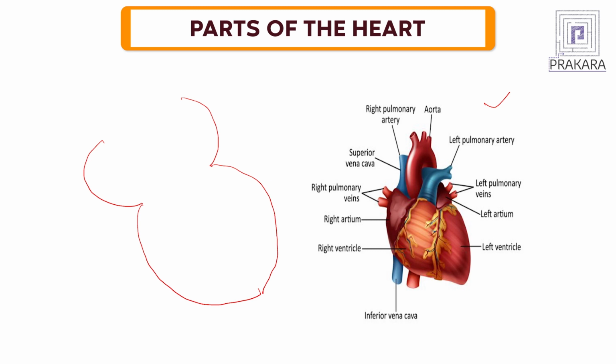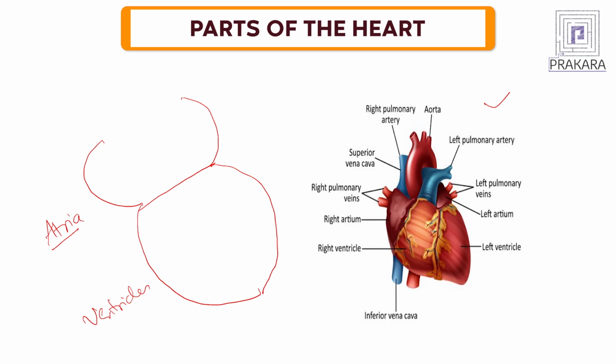So, you have four chambers in the heart. The upper two chambers are called atria. The lower two chambers are called ventricles. The atria are a little smaller, the ventricles are a little bigger. The function of atria is basically to collect blood, or they are receiving chambers. The function of ventricles is to pump blood, or they are the pumping chambers.